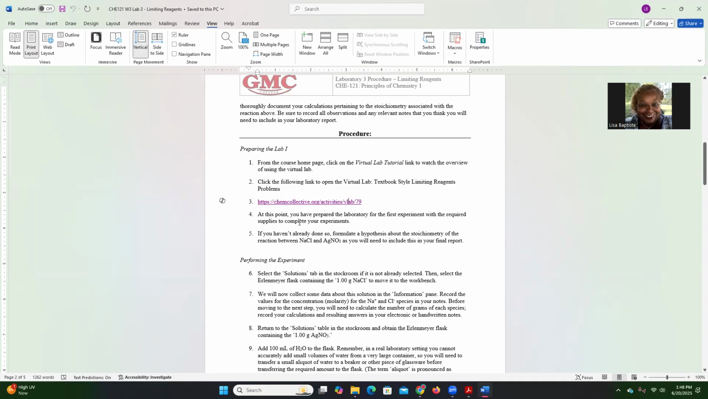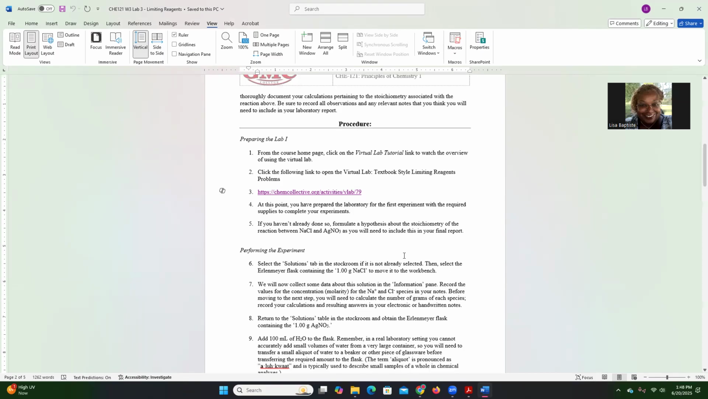Okay. So at this point, you have prepared the laboratory for the first experiment with the required supplies to complete the experiment. If you haven't already done so, formulate a hypothesis about the stoichiometry of the reaction between sodium chloride and silver nitrate, as you will need to include this in your final lab report. Remember, in your final lab report, any calculations that you do need to be in the results section. Your hypothesis, remember, needs to be in your introduction section.